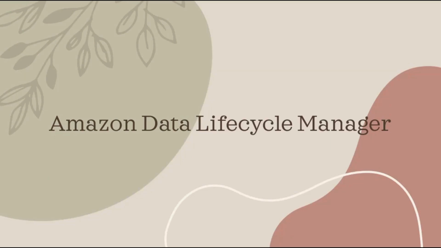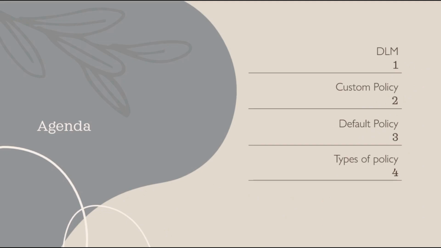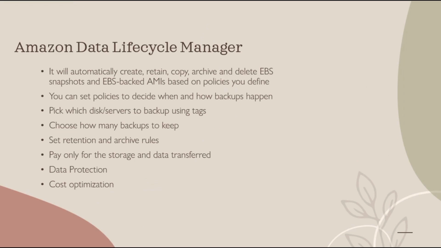Amazon Data Lifecycle Manager. In this video, we are going to see what is DLM, custom policy, default policy, and finally the types of policies present in Data Lifecycle Manager. The purpose of Data Lifecycle Manager is that it automates the entire backup process. So instead of manually creating or copying the snapshots or the AMI, the DLM will do it automatically based on the policies we defined for it.